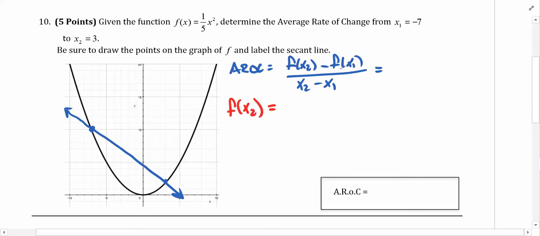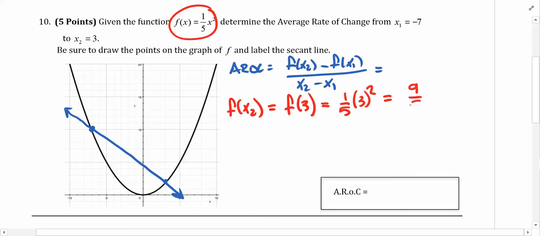Okay, so we need to figure out what is f of x2. Well, when x2 is equal to 3, I want f of the number 3. So how do I get this? Well, I plug it into my function right there. So that's going to be 1/5 of 3 squared. That is a value of 9/5, everybody.